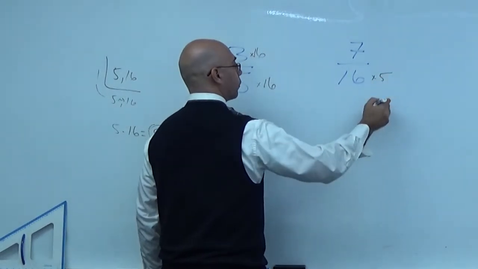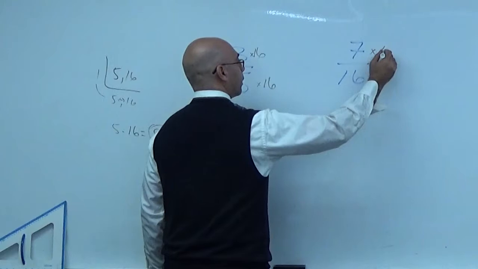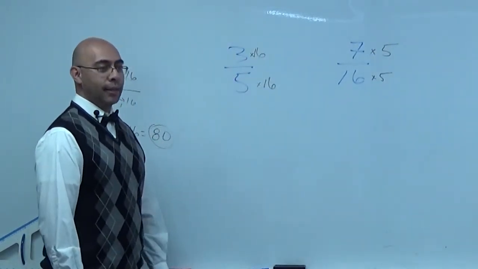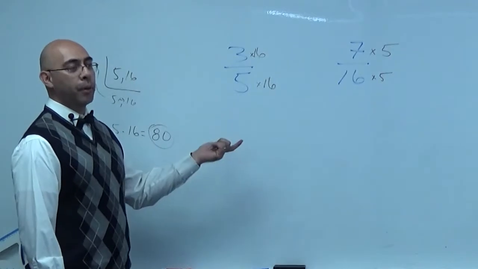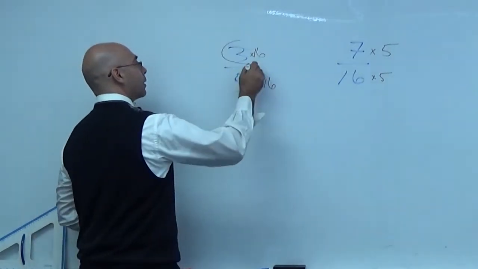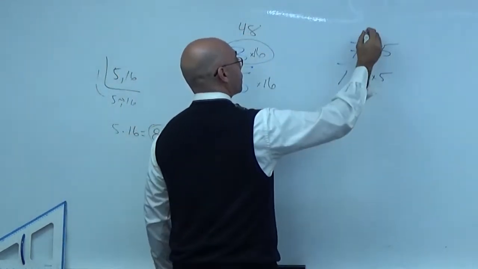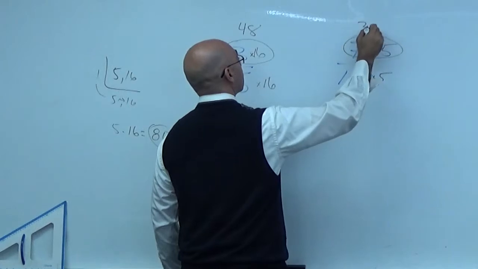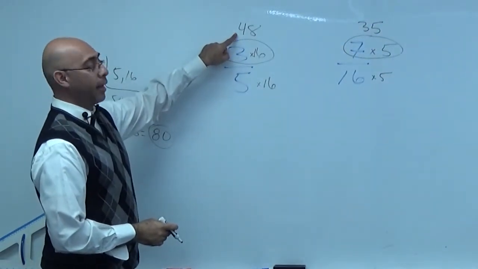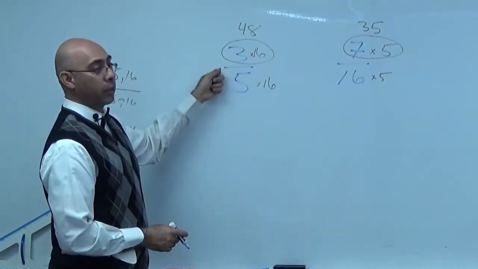What should I do to the top? Multiply by 5. Good. So now I'm not even going to worry about the bottom number. I know it's going to be 80. All you really need to do is compare the top numbers. So what's 3 times 16? It's 48. 7 times 5 is 35. So yes, 48 eightieths is bigger than 35 eightieths. So this fraction is bigger.